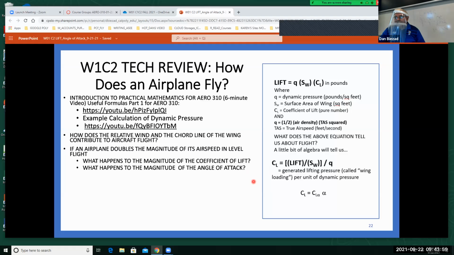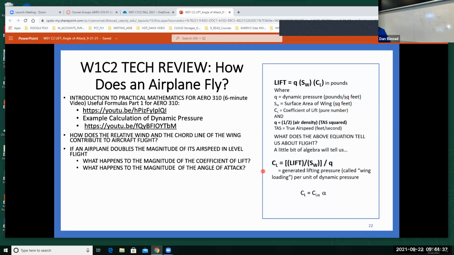If an airplane doubles its airspeed in level flight, what happens to the coefficient of lift? Well, again, we'll go over this equation right here. If I double my airspeed, what happens to Q? Q goes up by a factor of 4, right? That 4 is then going to reduce C sub L by a factor of 4. So if C sub L was 1, and I double my speed, it's going to go down to 0.25.